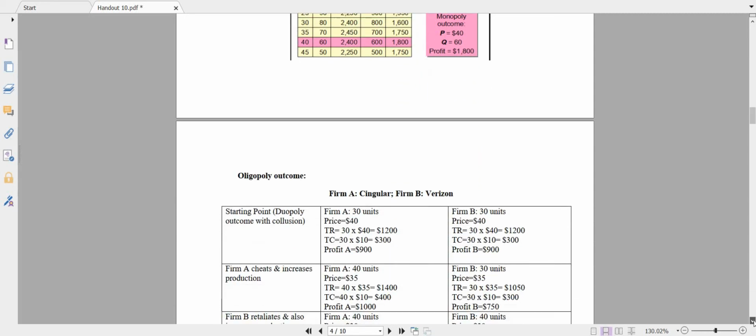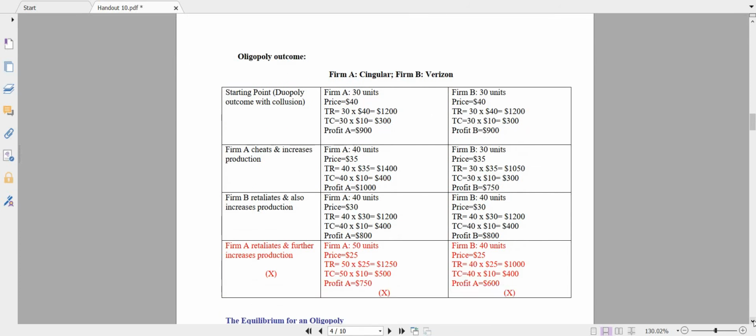So I have actually laid down the result in the form of this table for your clarity. This is the starting point here. I'm going to start off with the fact that both A and B collude together, and if they're colluding, we have just seen that both will be producing 30 units. Market price is going to be 40.